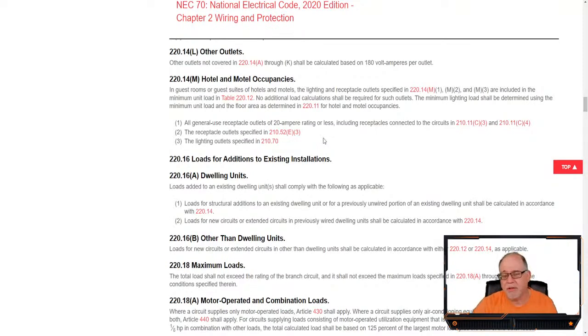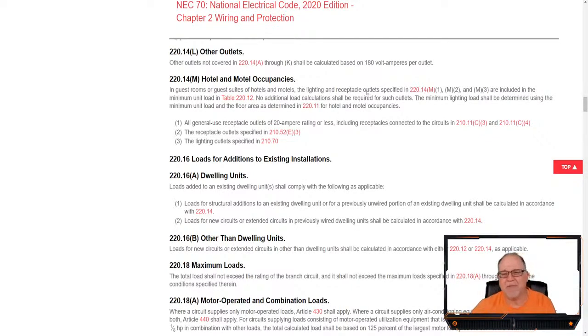It's already covered, okay? So in our question, it didn't matter whether there were 8 receptacles and one of them was GFCI. It's irrelevant. That's not what's being asked. Those receptacles anyway are included as part of the 1.7 VA per square foot.